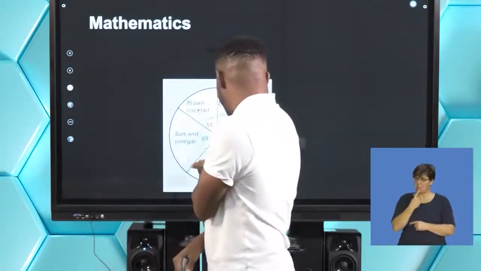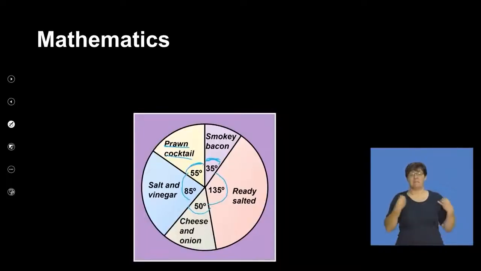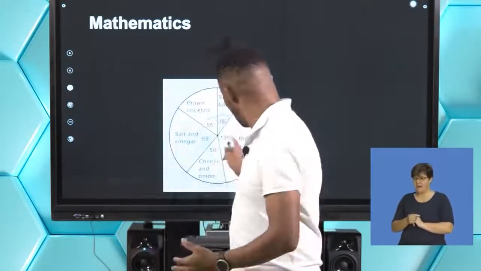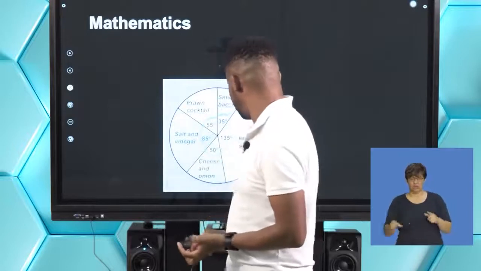By looking, I can see that ready salted has got a bigger area. But what does it mean? I can see that the bacon with 35 degrees is the smaller area. But what can I do with this? If I have a business and I want to order stock, based on my sales, I can see they're buying ready salted. That's what I need to order more. Does that make sense? I don't have to invest more into the bacon or the cheese and onion, which is third position. Let's assume this was a tuck shop or your spaza shop.